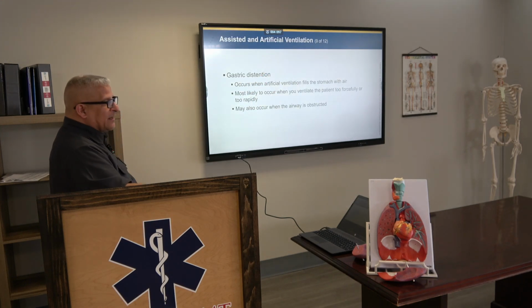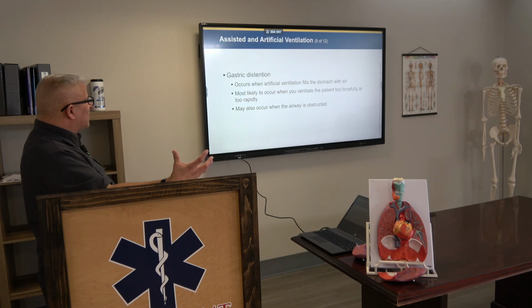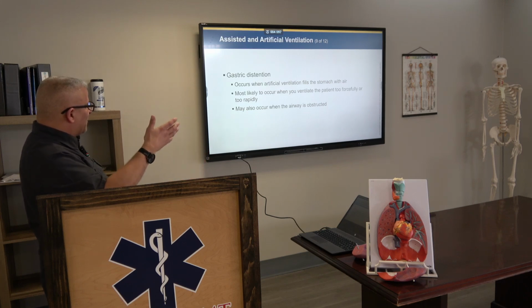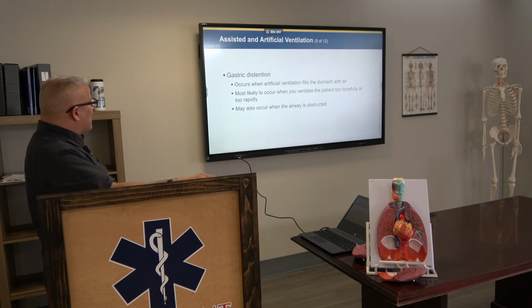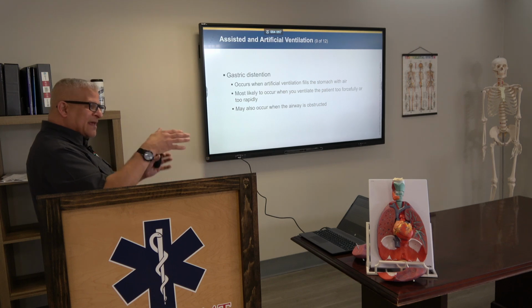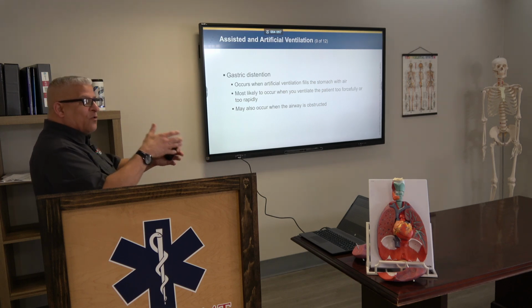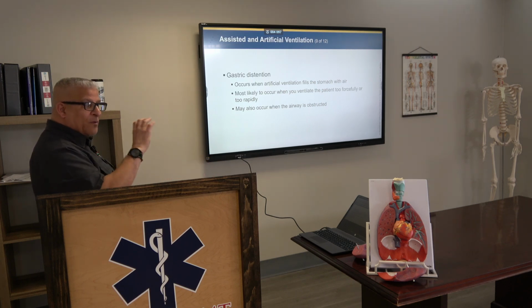Gastric distension, like I said, if you're ventilating too forcefully, you can put air into the stomach. Most likely occurs when the ventilation is too forceful or too rapid. It may also occur when the ventilation is obstructed. So we have to make sure that we maintain that head tilt chin lift or the jaw thrust to maintain an open, clear, secure airway. And then we have to ventilate easy. We got to watch the chest. When we give ventilation, as soon as that chest moves, that's enough.